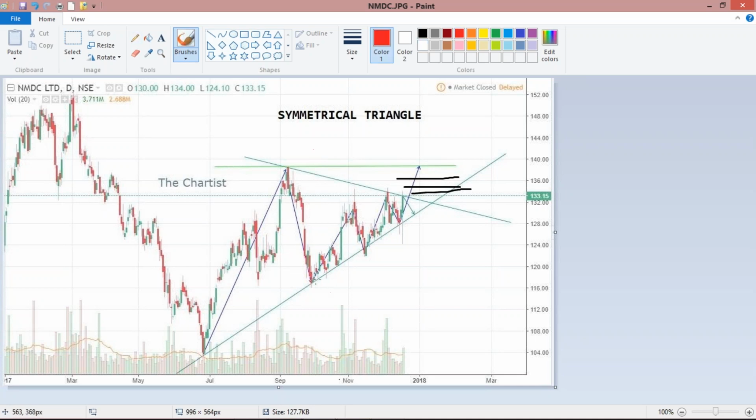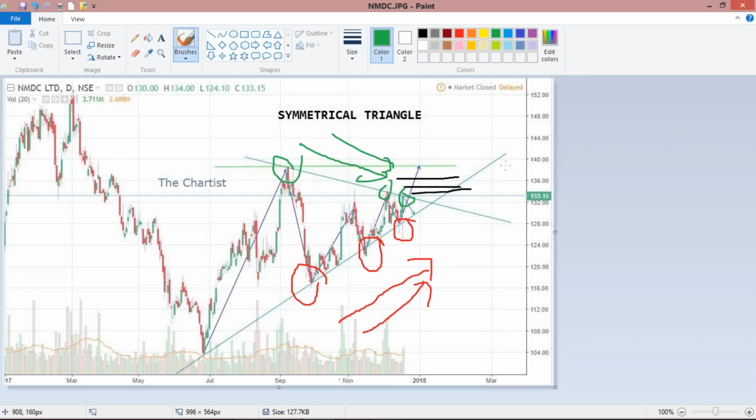Let me discuss a few things here also. Suppose we are looking into these. So this is exactly a 3-point movement, and this is what we have discussed. The lows should be higher from the previous ones, and the highs should be lower from the previous one. We are having 1, we are having 2, we are having 3. So it's almost qualifying all our analysis which should be done for a symmetrical triangle.